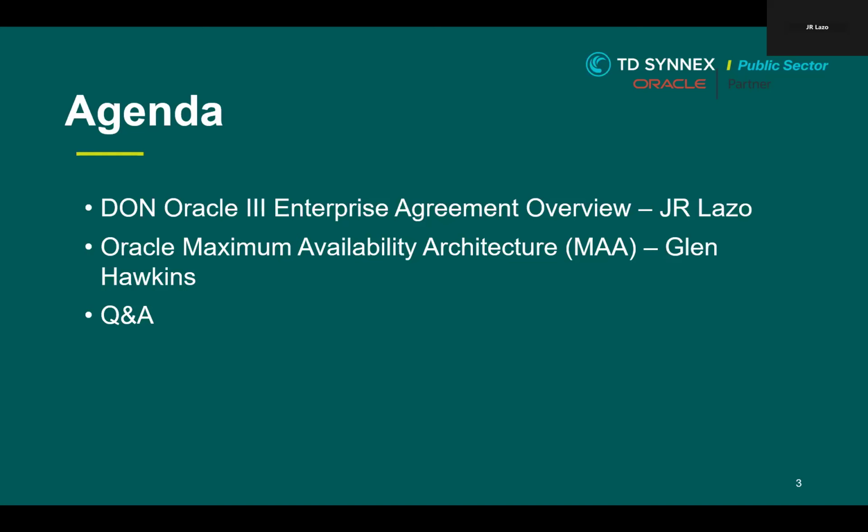So a quick review of today's agenda. To lead off, I will be providing a brief overview of the DLT Oracle 3 Enterprise Software Agreement. Then Glenn Hawkins, Senior Director of Product Management with Oracle, will be discussing how Oracle Maximum Availability Architecture provides an essential framework for ensuring database resilience, combining advanced high availability and disaster recovery practices. And following that, we will open up the floor to Q&A.